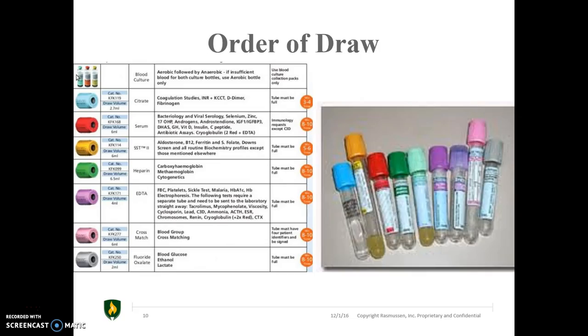So when you're using any of these methods, you need to make sure that you're following the correct order of draw. It is extremely important. The reason is that it prevents cross-contamination between the tubes with either skin bacteria or other additives. The correct order of draw is a yellow tube or blood culture bottles, then light blue tops, red tops, and marbles or tiger tops, green, light green, lavender, pink or white, gray, and dark blue.